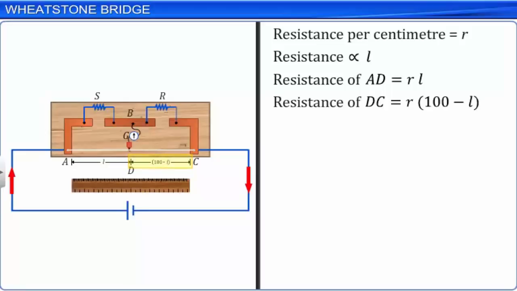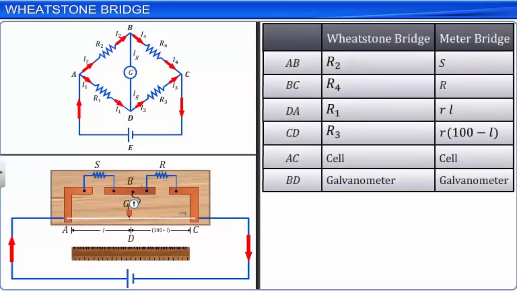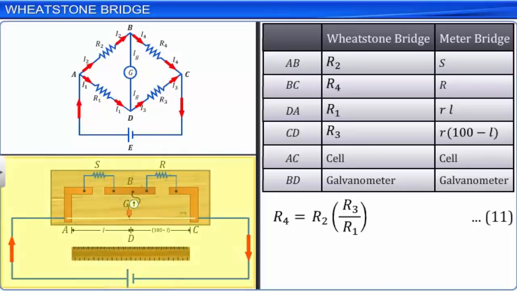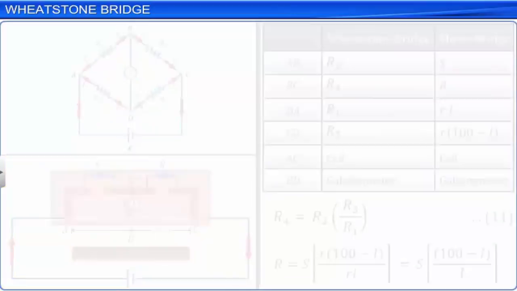The Wheatstone Bridge and meter bridge circuits are very similar. The table shown gives the comparison of resistances between the Wheatstone Bridge and the meter bridge. As the current in the galvanometer of the meter bridge is 0, the circuit in the meter bridge is a balanced one, and hence we can apply equation 11 to the circuit. Substituting the expressions for the resistances in the meter bridge in equation 11 and simplifying, we get the expression for the unknown resistance R is equal to S into 100 minus L divided by L. Thus, we find the resistance of an unknown resistor using the principle of the Wheatstone Bridge in a meter bridge circuit.